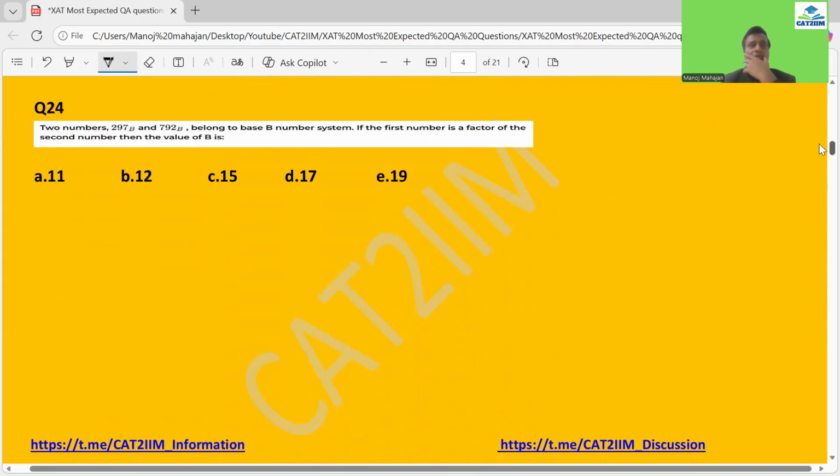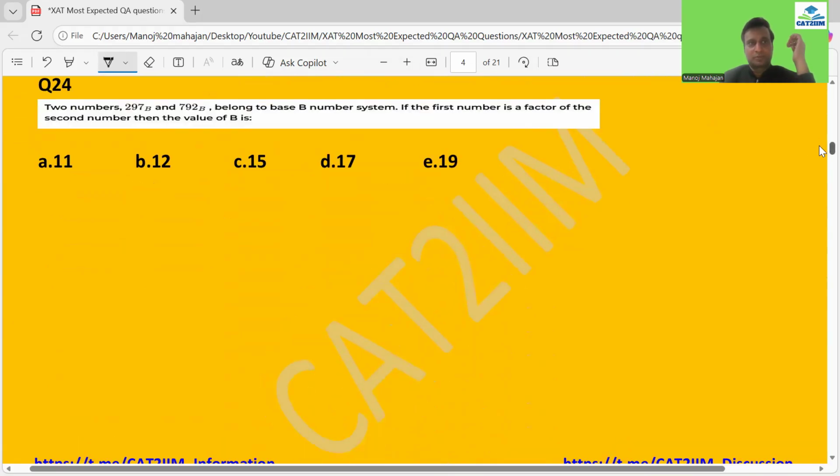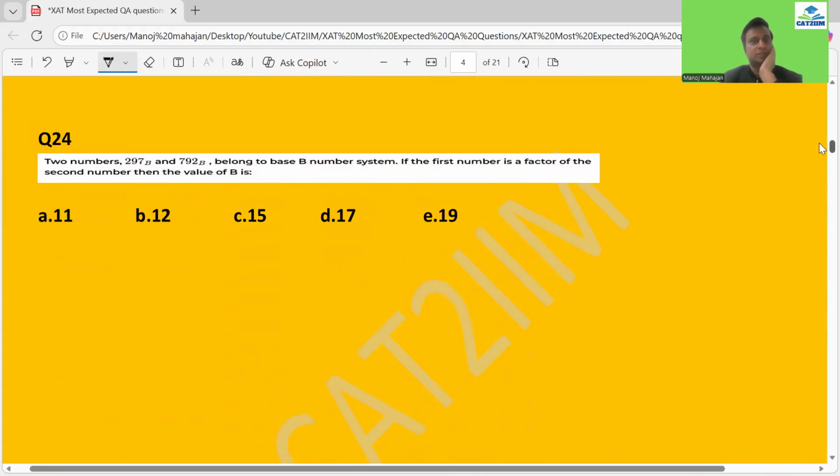So these XAT people do keep testing you on the base system out here. So this is a base system question we can see. Two numbers are there belonging to base system B. They're saying if the first number, that is this number, is a factor of the second number. See, what we can look forward is you can use options out here to make things easy for you. Otherwise, it would be a difficult base system question, and maybe you have to skip altogether if you don't use options. But using options would make things easy for you.